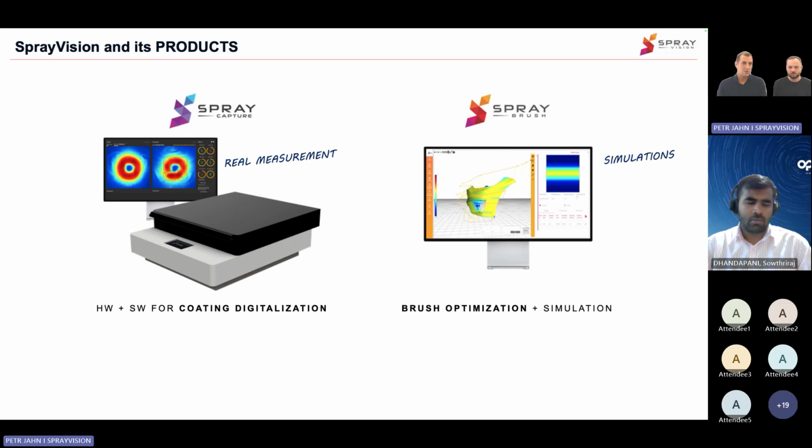As I mentioned, SprayVision is a company focusing on coating process digitalization, evaluation, and optimization of the coating processes. And we are doing it with two products, where first of all, and the main point of today's webinar, is the SprayCapture, which we use for real measurements and real evaluation of the coating process.